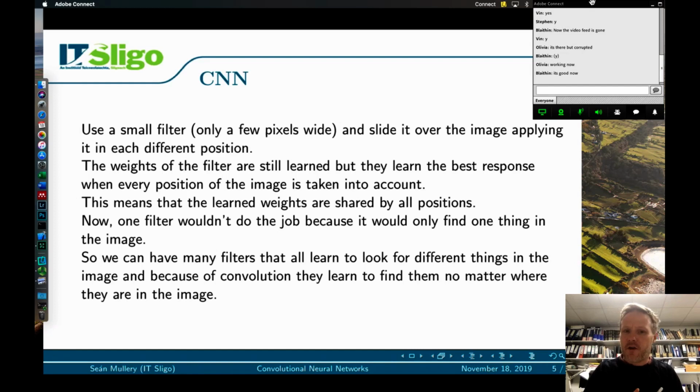And this means that the learned weights are shared by all positions. So it's not really that it just learns it in one particular position in the image. It moves around the image and it figures out what's the best weights that will find me the different thing that I want, no matter where it lands in the image.